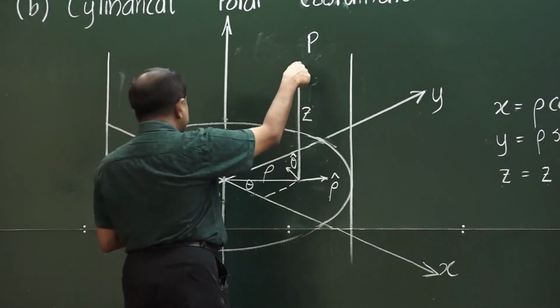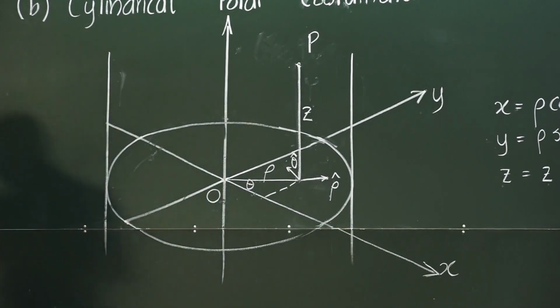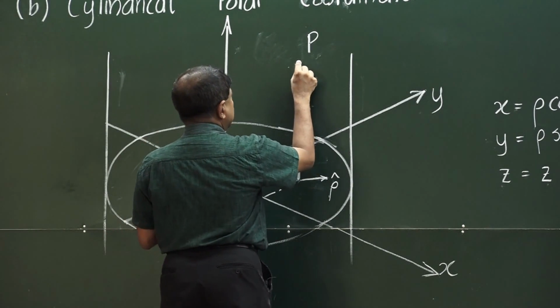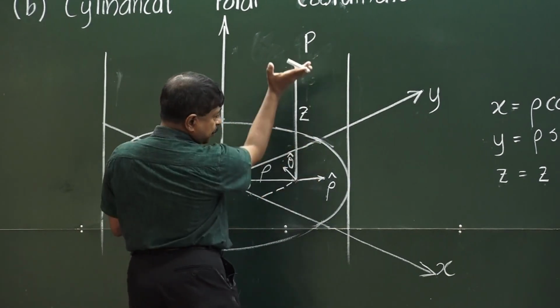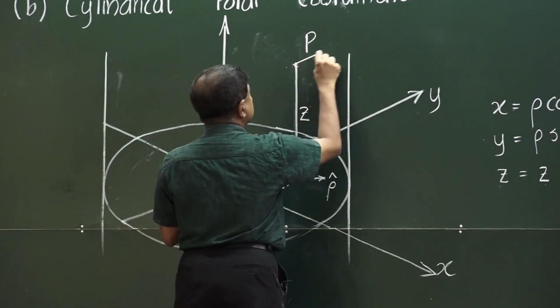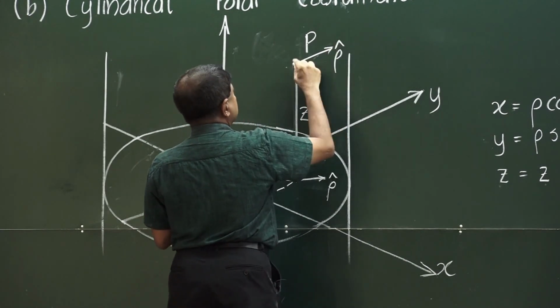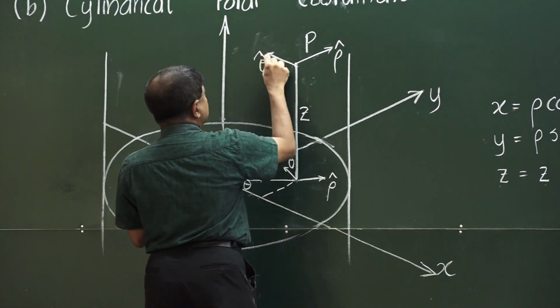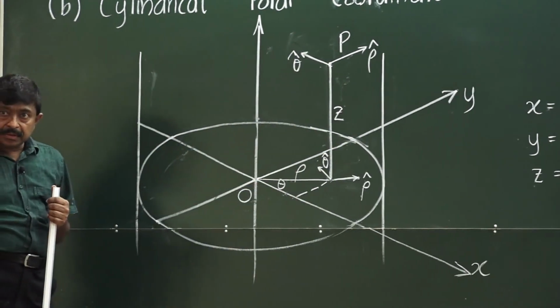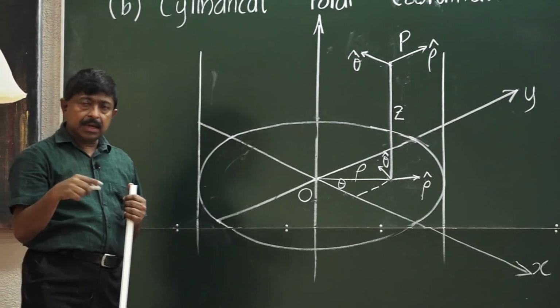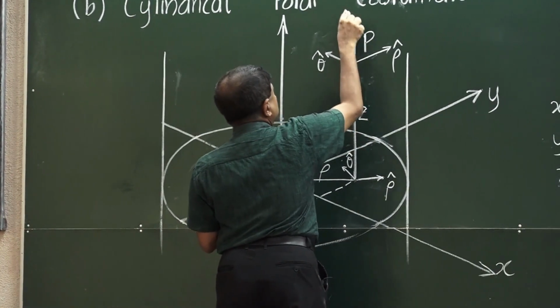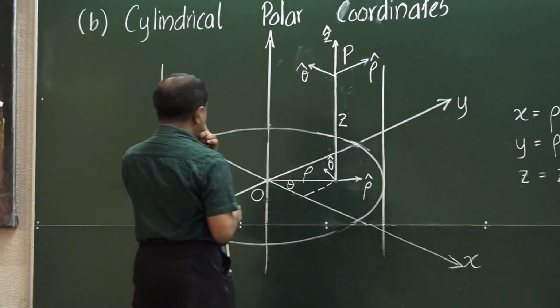Now, on the other hand, if you take z, at this point, let me project these vectors up. This is rho hat, theta hat is in this direction, and if you want to increase z without changing the other two variables, you have to go this way, that is z hat.